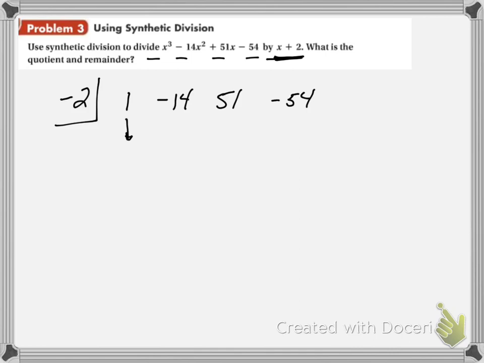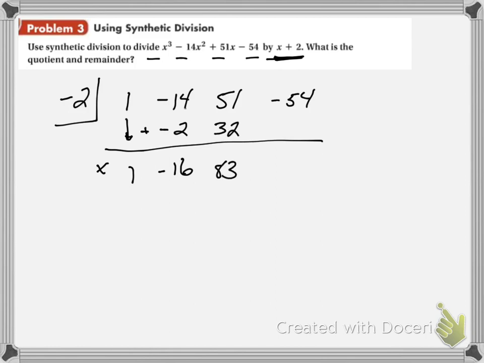So you start out by bringing the first number down, so 1. To get up, you multiply. Negative 2 times 1 gives me negative 2. To get down, you add. So negative 14 plus negative 2 is negative 16. Sorry, I made an arithmetic mistake there. Now multiply. Negative 2 times negative 16 is positive 32. Now add them, that gives me 83.